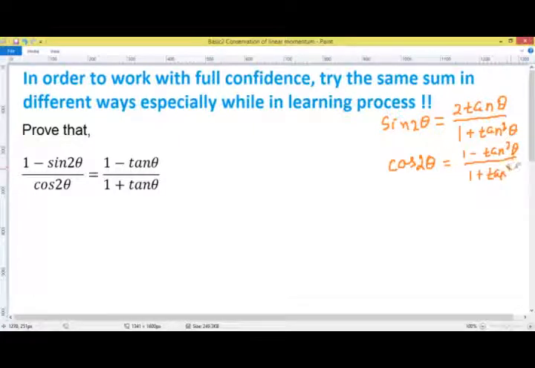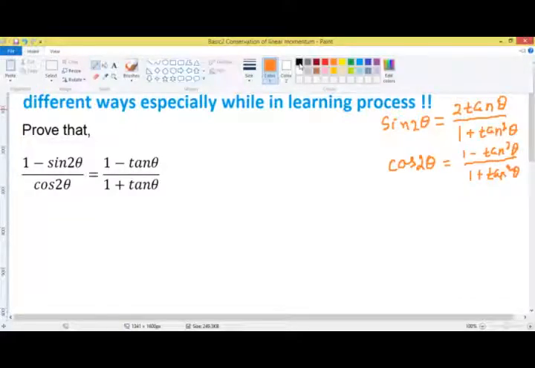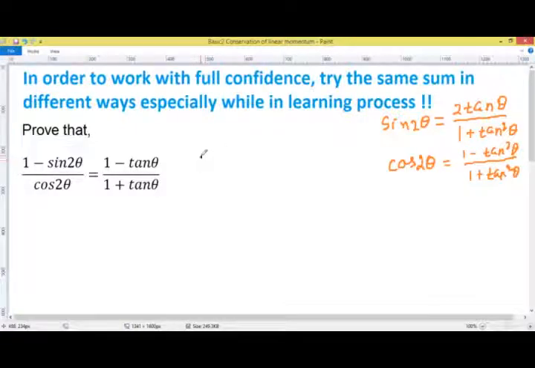So now, this is LHS if you like. You start from here, and you can write it over here, taking the left side or the right side, it is possible. This time we are going to prove LHS equals RHS. So in the LHS you can see this is 1 minus sine 2 theta over cos 2 theta.